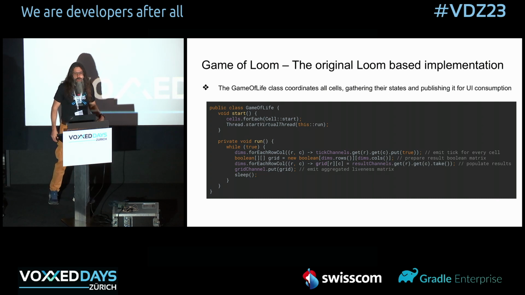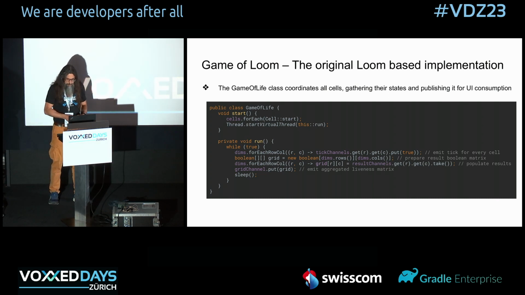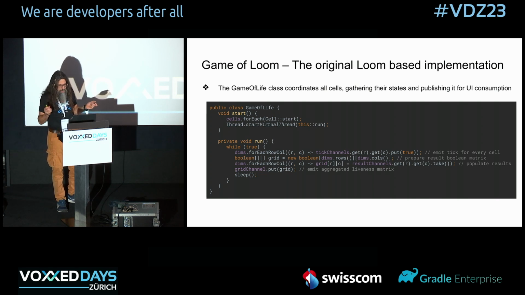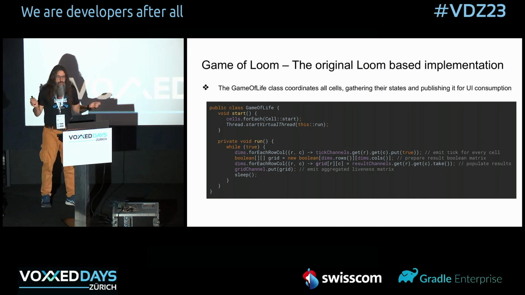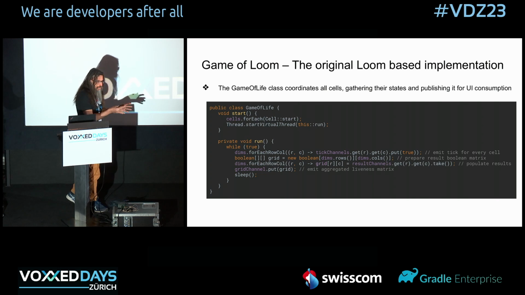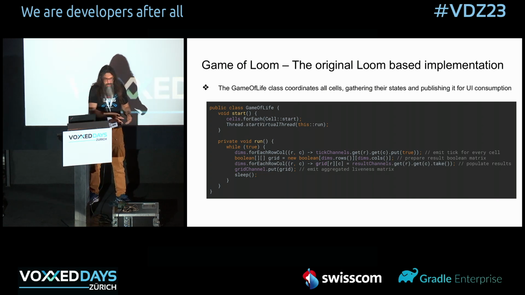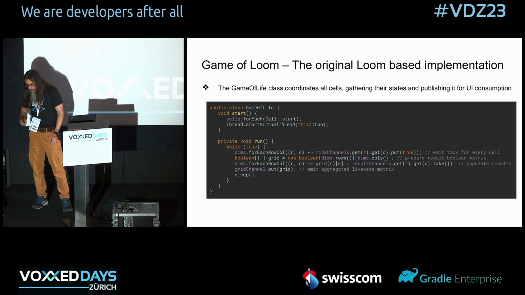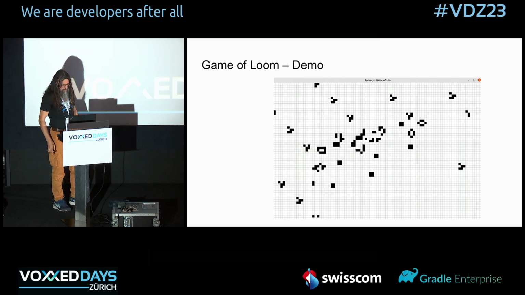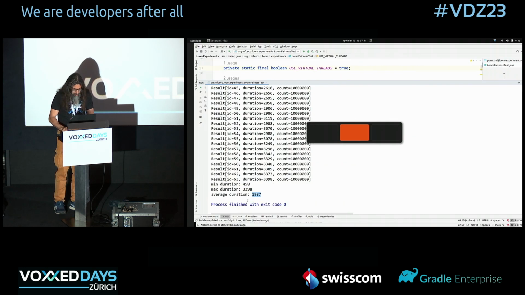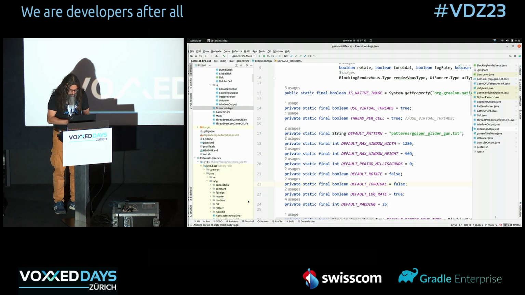And what the coordinator does is send a tick message to all the cells, and then it waits for the result from all the cells. So it collects the liveness of all the cells, and then it sends this result to the user interface, so the user interface can light up the cells that are alive. Okay, so just to show you how it works.